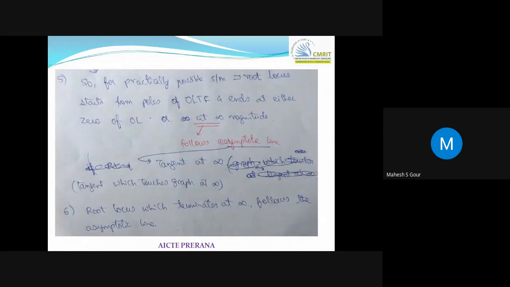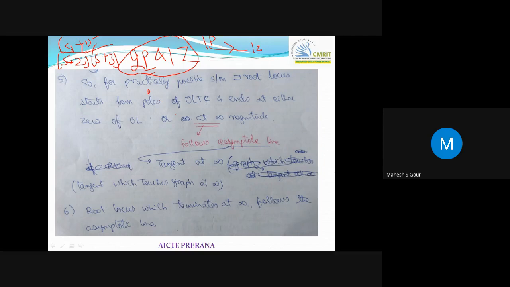Okay, now the case where there are 2 poles and 1 zero, right? So what will happen? One pole will terminate at the 1 zero. There is one more pole, right? It is like the case of s plus 2 into s plus 3 in the denominator, and in the numerator you have s plus 1. So there are totally 2 poles and 1 zero. This is the example: 2 poles and 1 zero.